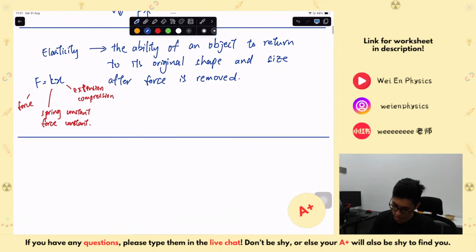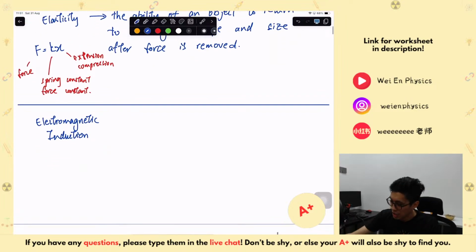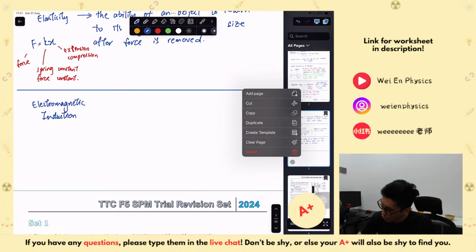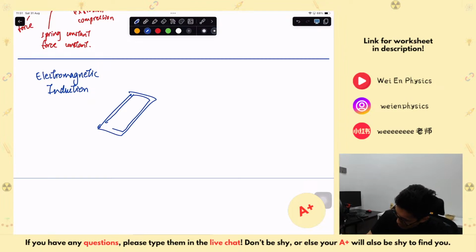What else? Okay, electromagnetic induction. Let's talk about the wireless charger, a phone wireless charger. Let's say this is your phone, and then this is the wireless charger.